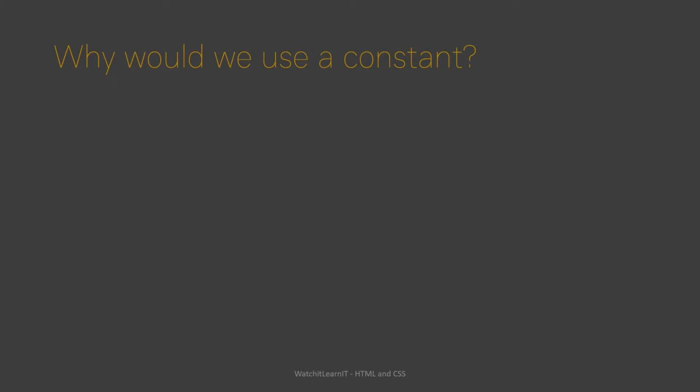So why would we use a constant at all? Why would we limit ourselves to what's basically a variable that we can't change? Why would we even do that? It can add program stability and security. Okay, so that's pretty much the main reason for it.